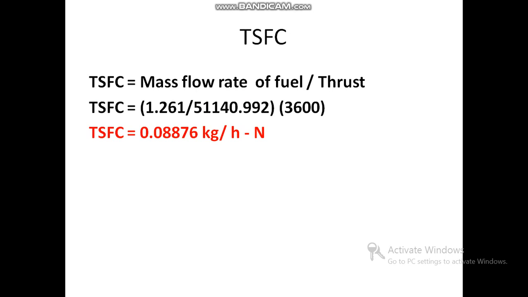The next one is called TSFC, that is thrust specific fuel consumption. Here the thrust specific fuel consumption is the ratio between mass rate of fuel to the thrust. So by substituting the mass rate of fuel, that is 1.261, divided by the thrust value, multiplied by 3600. I have mentioned the 3600 because we need to convert the specific fuel consumption value from seconds to hours. That is why I multiply this value by 3600. We will get TSFC is equal to 0.08876 kg per hour Newton.